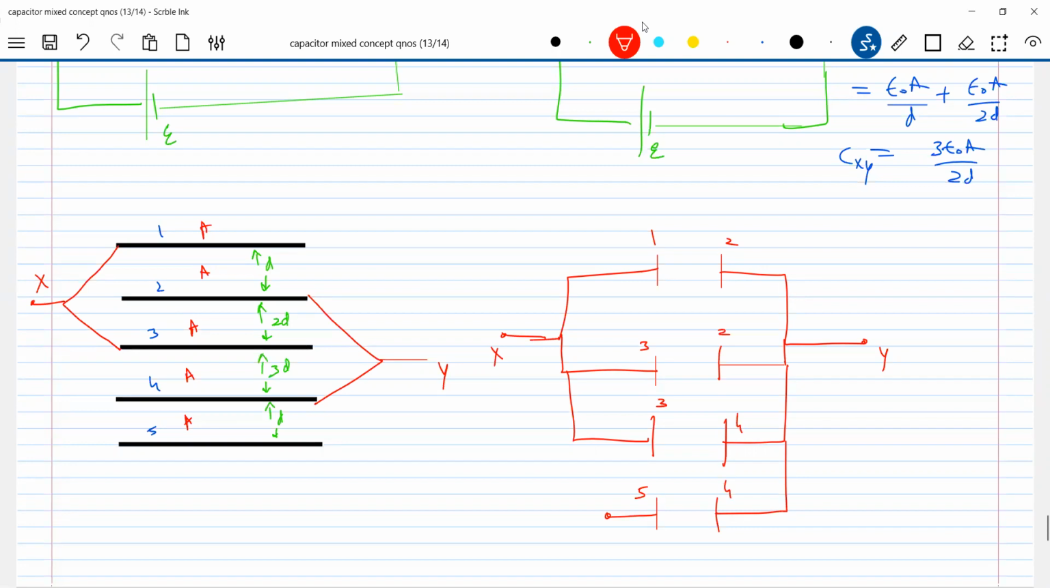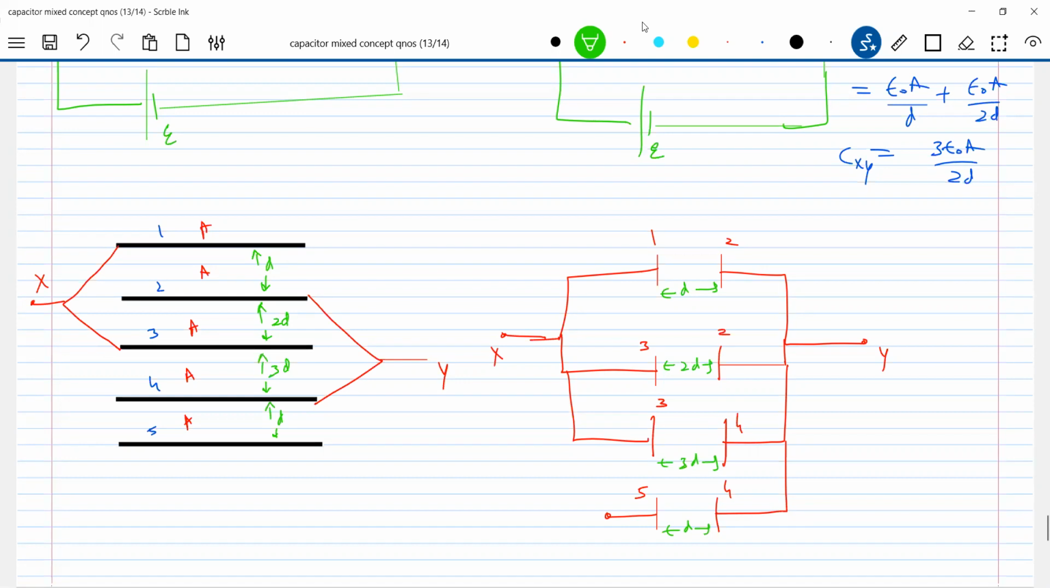So indicate now the separation. Between 1 and 2, the separation is D. Between 3 and 2, the separation is 2D. Between 3 and 4, the separation is 3D, and this is D. So how are all these? They are parallel, no? 1, 2, 3. What to do with 5, 4? It will not get added to the system.